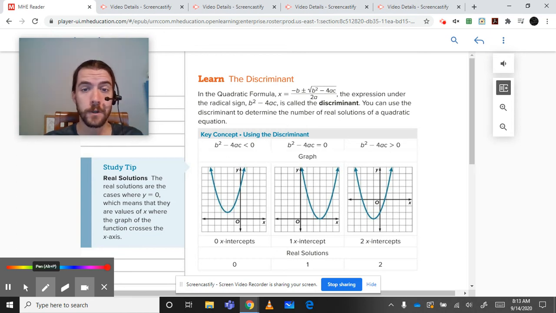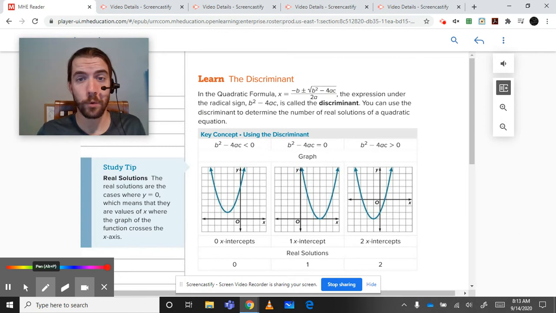Okay, so let's take a look at the vocab term, the discriminant. That's kind of our main vocab term for today. So in the quadratic formula, x equals negative b plus or minus the square root of b squared minus 4ac, all over 2a. The expression under the radical sign, which is b squared minus 4ac, the little part under the square root sign, is what we call the discriminant.